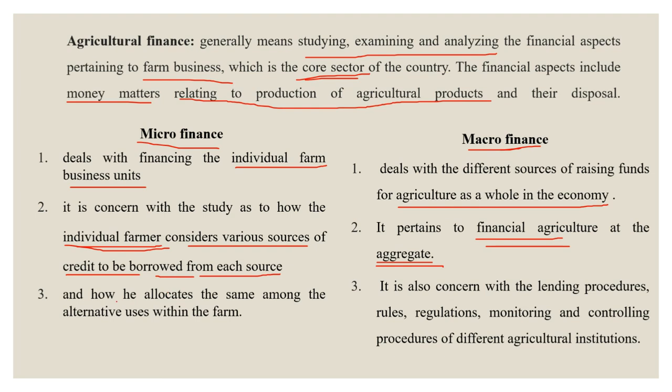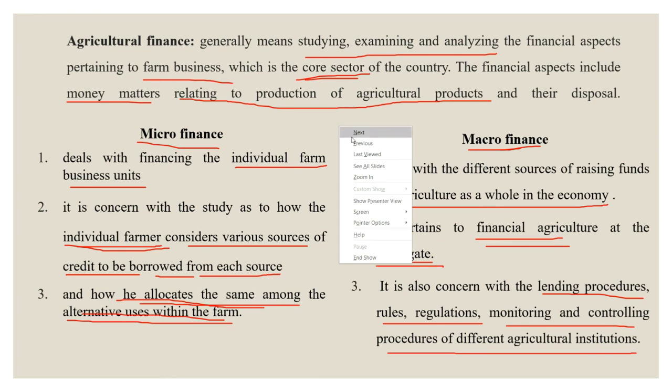After getting the credit from various sources, how the farmer has to allocate credit among the alternative uses comes under microfinance. Whereas in macrofinance, lending, borrowing, rules, regulations, controlling, and monitoring of different agricultural institutions come under macrofinance. Money matters related to different agricultural institutions come under macrofinance.